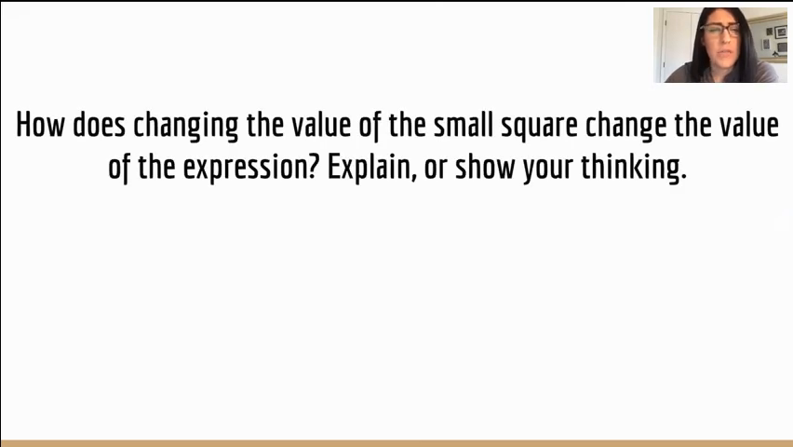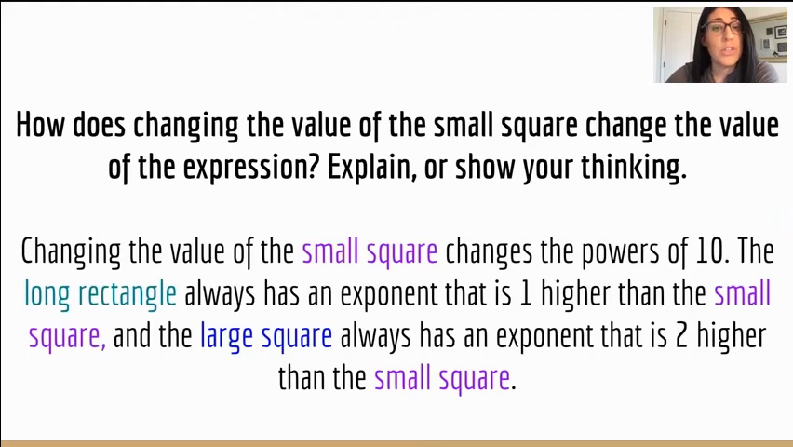So how does changing the value of the small square change the value of the expression? Changing the value of the small square changes the powers of 10. The long rectangle always has an exponent that is 1 higher than the small square, and the large square always has an exponent that is 2 higher than the small square, right? So you're going from times 10 to the rectangle, and then if you're starting at that square, you're really doing times 100 to get to the big square. So that's why it's 2 higher than the small one.